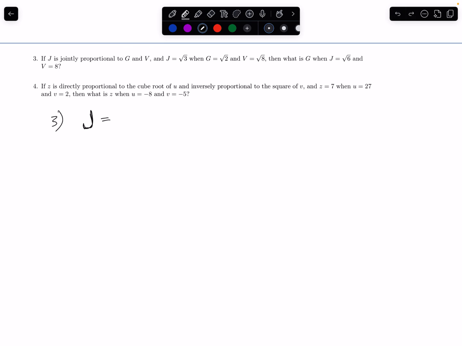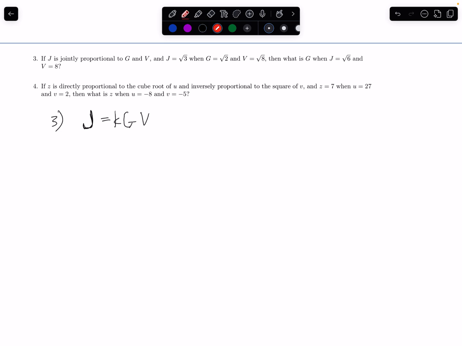I don't know. Anyways, J is jointly proportional to GV. That means G times V, and there's a constant in the front, K, right? So that's the equation we're told. And we're also told values to plug in, like always, to solve for K.